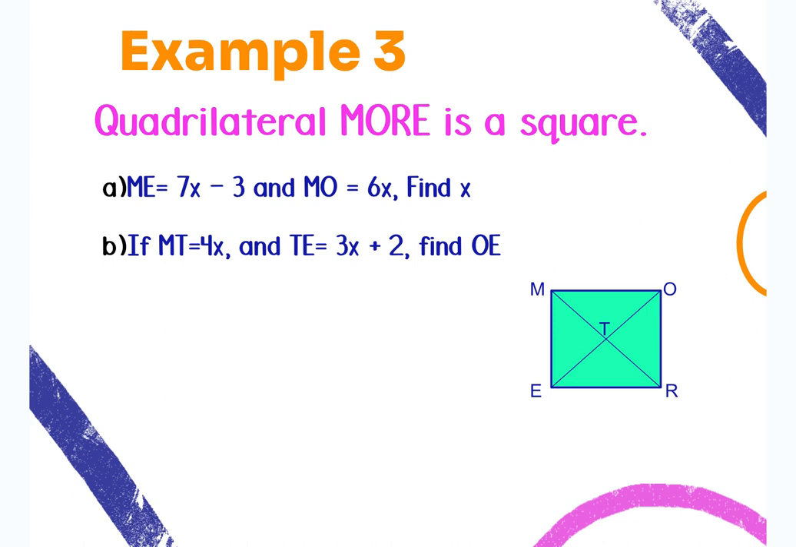All right, example 3 says quadrilateral MORE is a square. So if it's a square, all the sides are congruent. All the properties that we know about both of them are here. Opposite sides are congruent, and all of them are congruent because it's a rhombus. All the angles are 90 degrees because it's a rectangle. Diagonals are perpendicular. Diagonals bisect each other. Diagonals are congruent. So ME is 7x minus 3, and MO is 6x. In a rhombus or a square, these are congruent. So 6x equals 7x minus 3. Negative x would equal negative 3, and x equals 3.